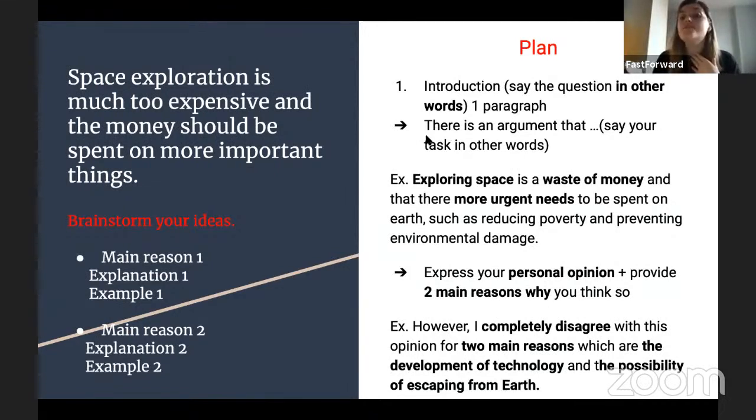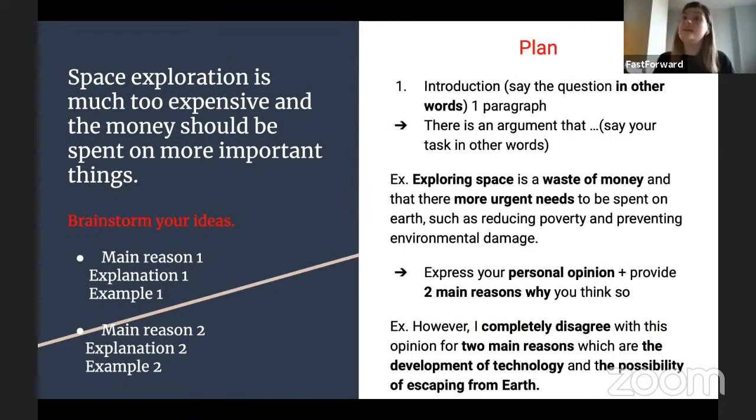And here, the structure is this one. There is an argument that... If you don't like the word argument, sometimes argument is a very strong word, depending on your topic. For example, this one, right? This is definitely an argument, because people can argue about this.